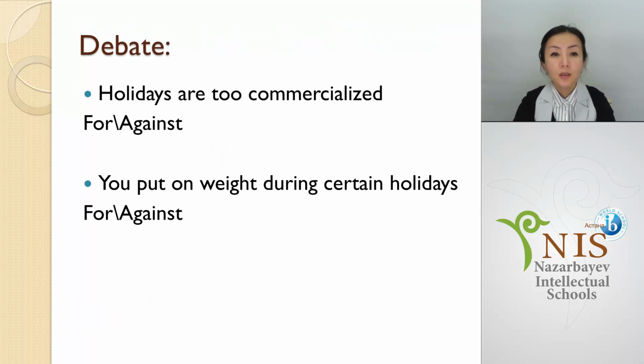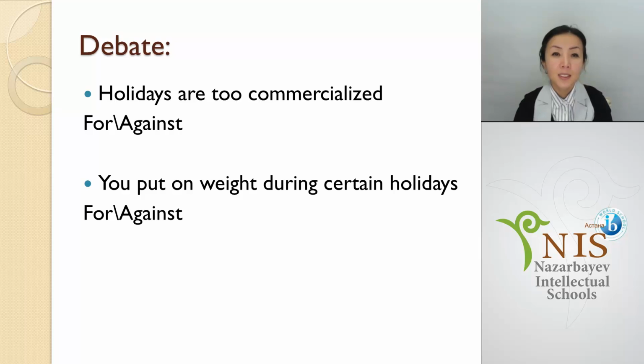As you can see here, there is another activity, a debate. Two questions can be raised here, or more. It depends on you. I decided to take only 2. This is: holidays are too commercialized; you put on weight during certain holidays. These debate questions can be chosen by you. For example, you can take only one, holidays are too commercialized, and have 2 teams, a for and an against team.